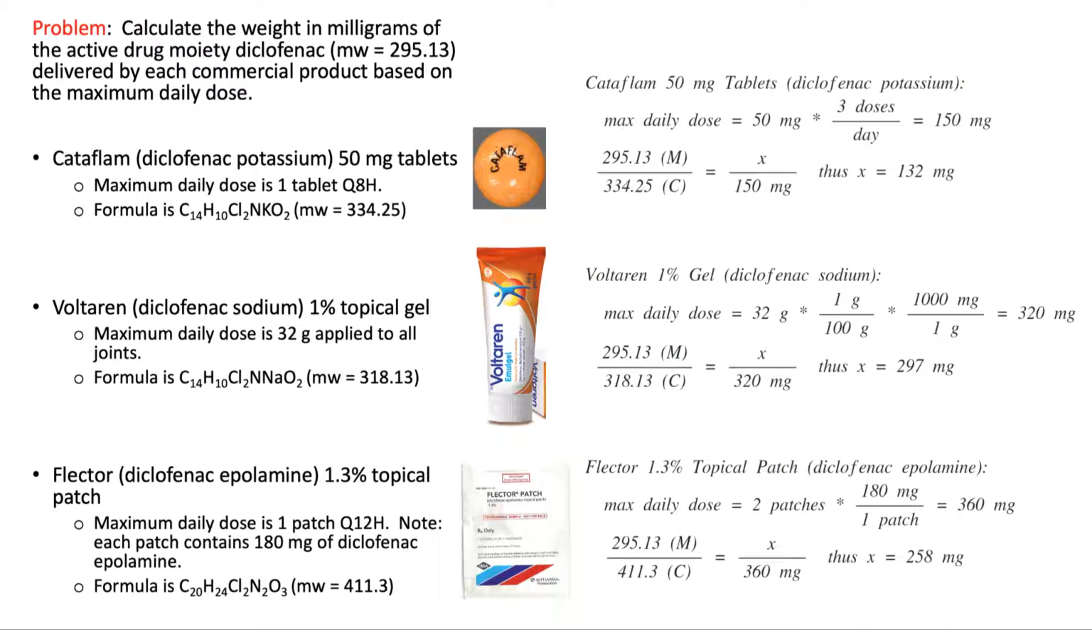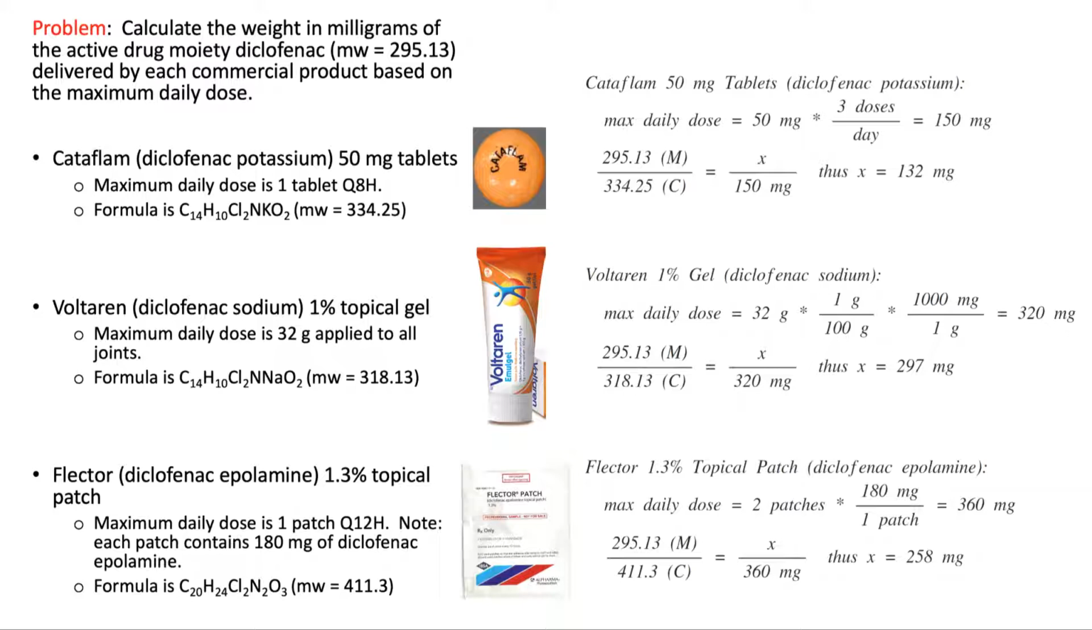And it says that each patch contains 180 milligrams of diclofenac epolamine. Now, we were also going to assume that 100% of the drug is released, which is a bit of an assumption here, but bear with me. So let's calculate the maximum daily dose you could get of diclofenac epolamine out of these patches. So we do 2 patches per day times 180 milligrams per patch. So 180 times 2 means we would be getting 360 milligrams of diclofenac epolamine per day from the patch. How much active moiety?